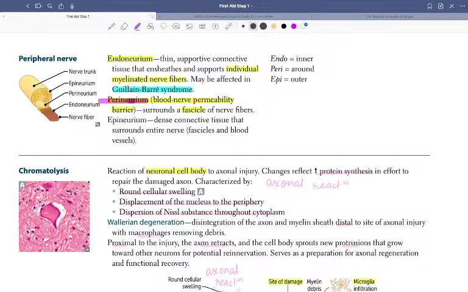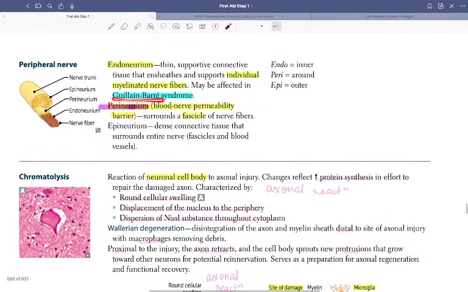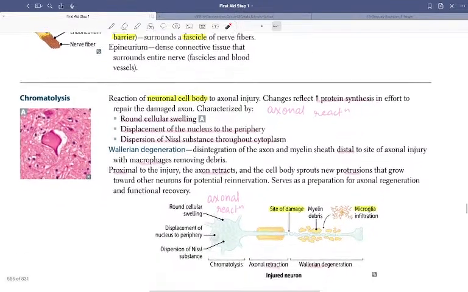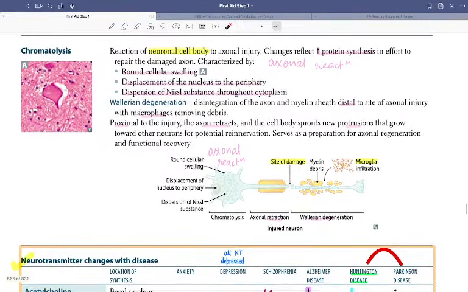Who forms the blood nerve barrier? The blood nerve permeability barrier is formed by perineurium. Perineurium surrounds the vessels, and epineurium, which is dense, surrounds the entire thing with blood vessels. Everything is inside the epineurium. Perineurium is the blood nerve permeability barrier. GBS is peripheral nerve, GBS is endoneurium, that is important. I keep spending too much time, so we have to go more quickly.